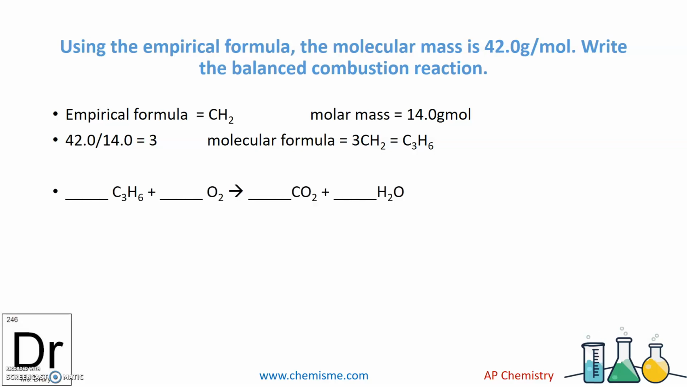Now we should be able to write a combustion reaction, which means we're going to burn it in oxygen to form CO2 and water. And then we're going to balance it. For every 3 carbons on the left, we need 3 carbons on the right. For every 6 hydrogens on the left, we need 3 times 2 or 6 hydrogens on the right.